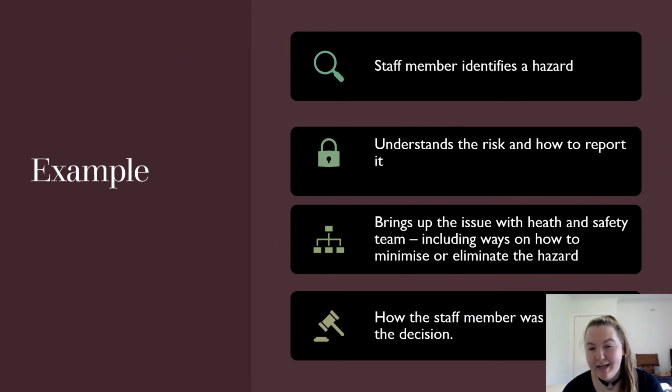For us also, it kind of helps us click a little bit. So in the example, the staff member identifies a hazard that they believe may cause a risk. They understand how to assess the risk of the hazard and how to report it. They bring up the issue with the health and safety team, including ways on how to eliminate or minimise the hazard. And then it defines how the staff member was consulted about the decision as well.